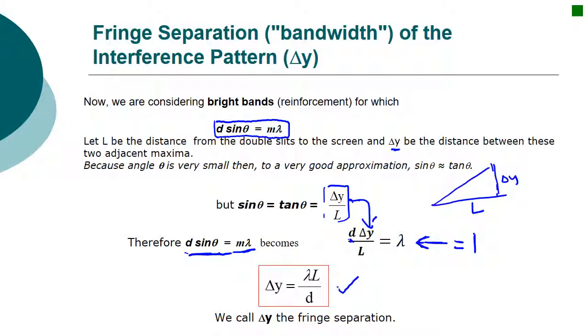Okay, so the reason this works is because sine for very, very small angles is equal to tan theta, which we had originally, so we can substitute in our sine theta formula that we've already derived. So instead of sine theta, we can put in delta y over L. We get this formula here, and then we can rearrange it because they're adjacent maxima. There's no value of m because m equals 1, and we have a new formula for fringe separation.